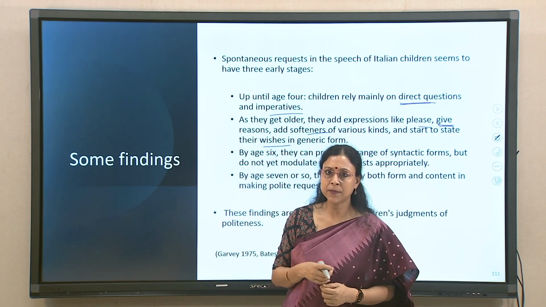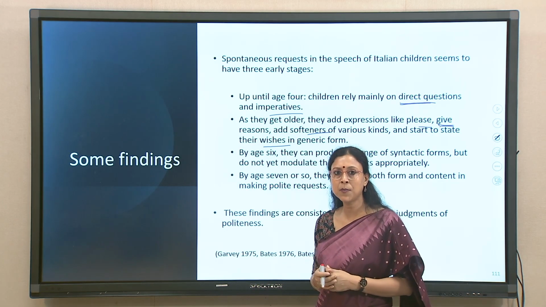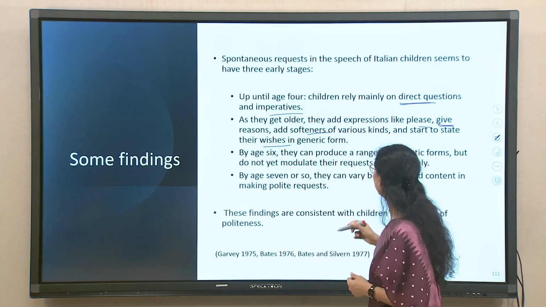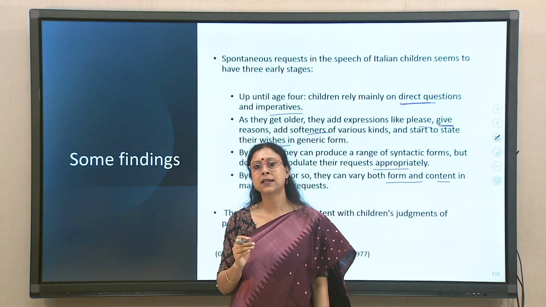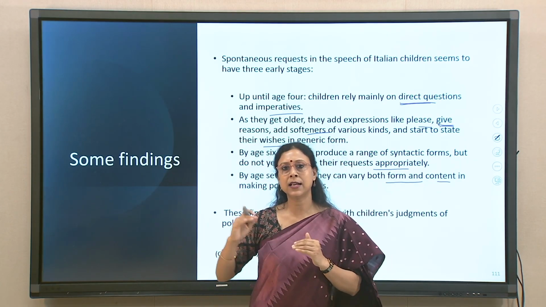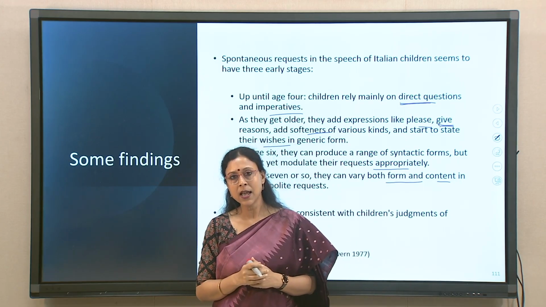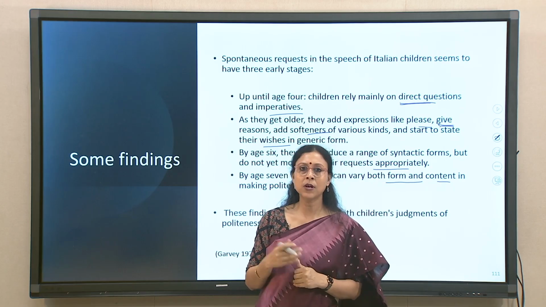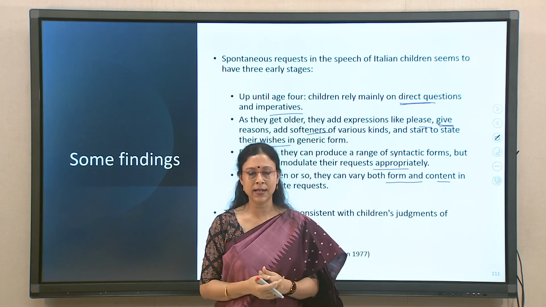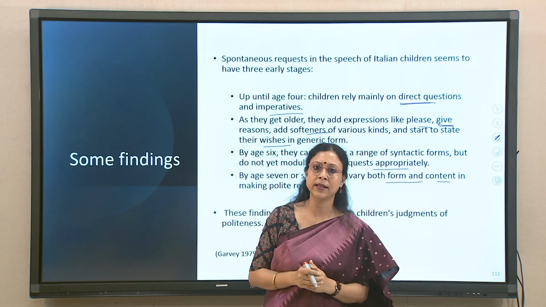By age 6, they can produce a range of syntactic forms, but do not yet modulate their requests appropriately. By age 7 or so, they can vary both form and content in making politeness requests. So, you can see there is a trajectory that starts by age 4 and then gradually they build up their understanding, and as their language repertoire gets better, they use more and more complicated structures to signal politeness. That is basically the finding here.